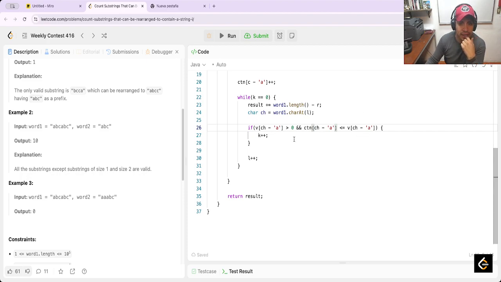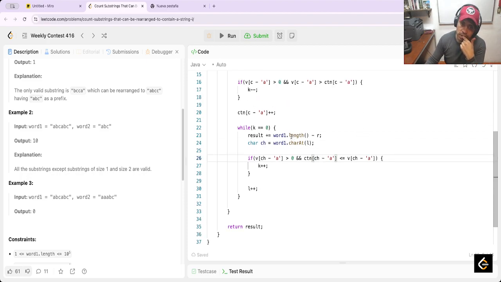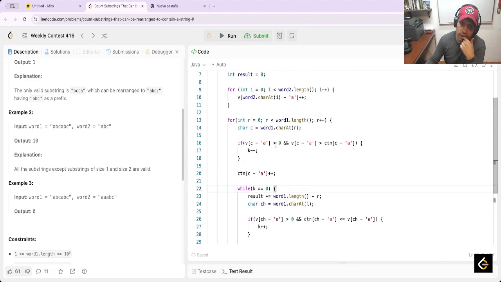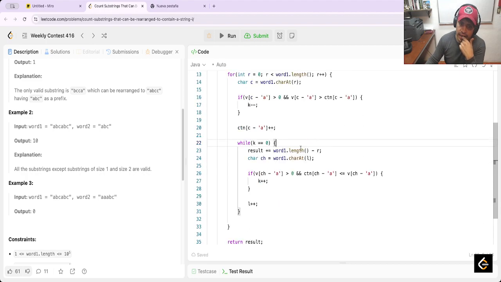Now, what is happening here? Okay, when this is zero, it means that we reached the length of word two. Result plus equals. One moment, please. Okay, when we reach the length of word two, it means that you have a substring.